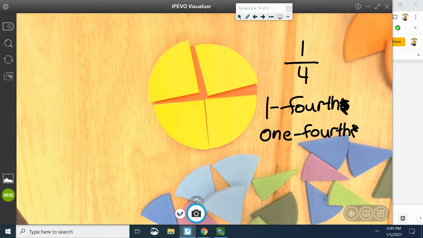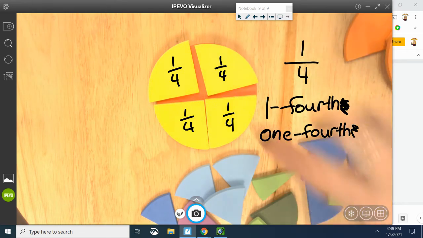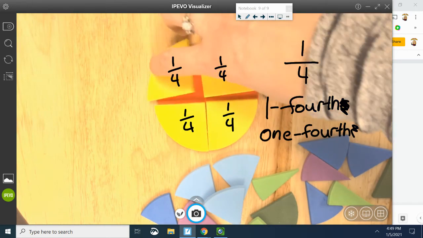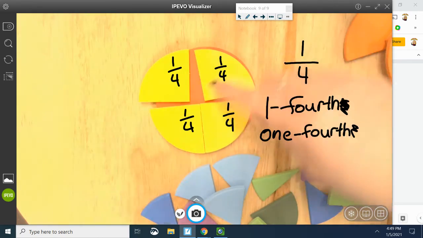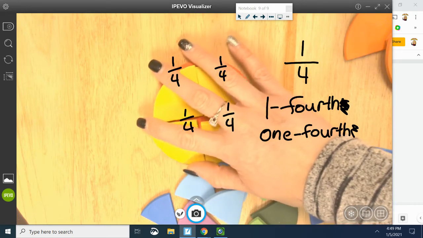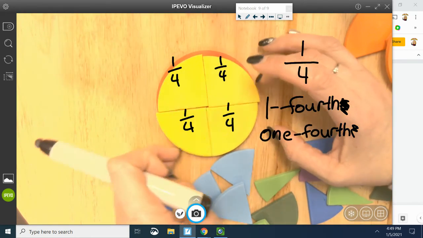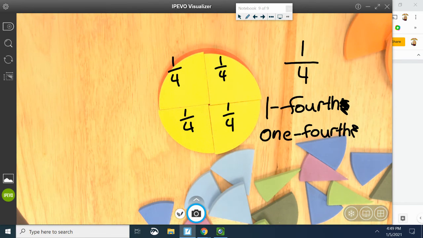We look at this and we can say 1/4, 1/4, 1/4, and 1/4. When we count those together, this is 1/4. Put 2 of them together makes 2/4. I have 2/4. 3 of them together will make 3/4. And then when I have all 4 of them together, it makes 4/4. I write 4/4 like this. So I can say 4/4.